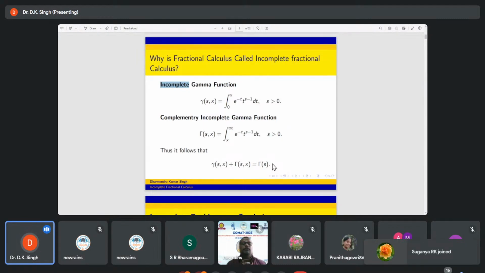We should pay attention to these notations. This is the small gamma, and this is the capital gamma. The complementary function, capital gamma(s, x), is the integral with limit of integration from x to infinity of e to the power minus t, t to the power s minus 1, dt, where s is greater than 0. These two incomplete gamma functions follow the decomposition rule, so if we follow it, we can obtain the gamma function. These two are very important functions, playing a very important role in introducing incomplete fractional calculus.